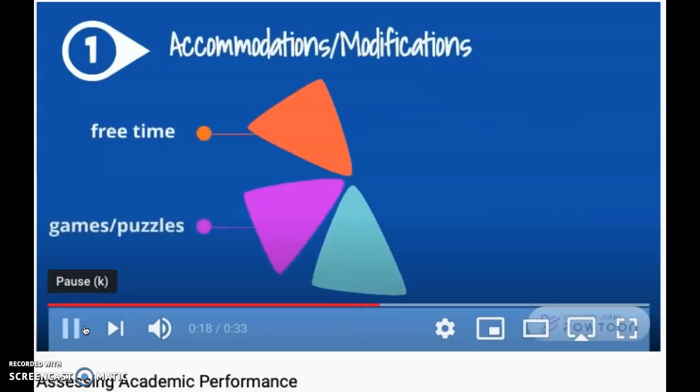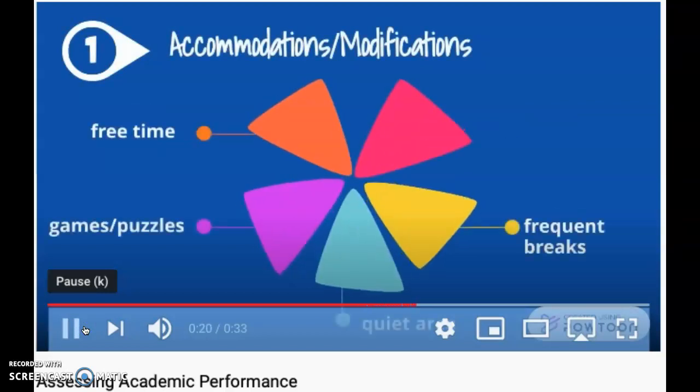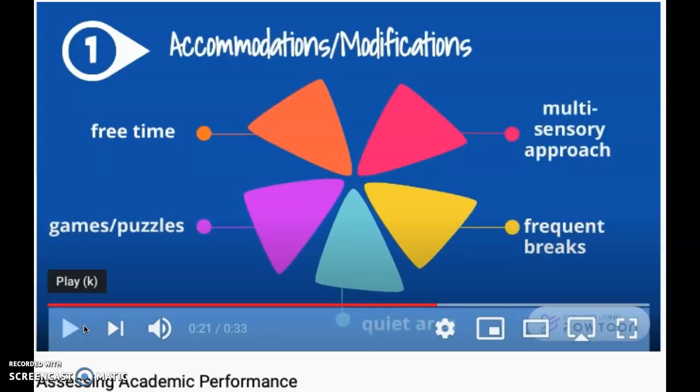Some accommodations and modifications that I have used are free time, which consists of giving them a couple of minutes during the assessment and after the assessment is over to choose an activity of their liking. Giving them the option to choose the activity allows them to feel a sense of control and makes them work harder.